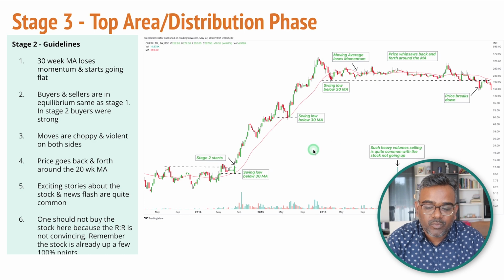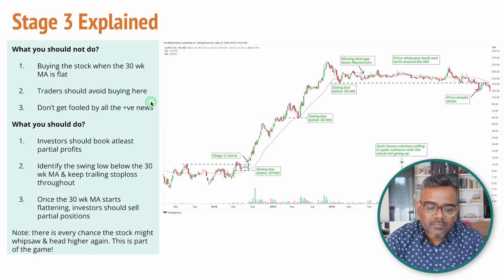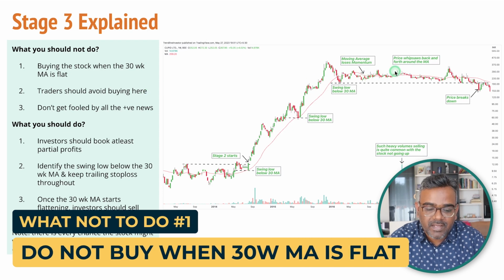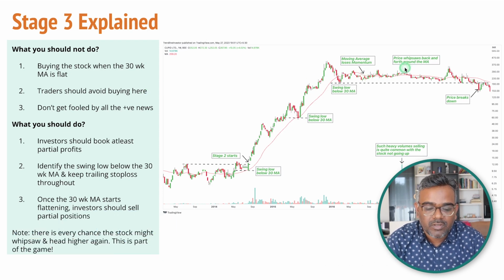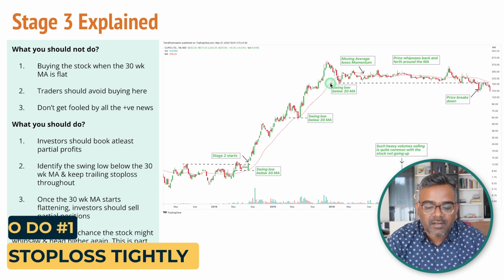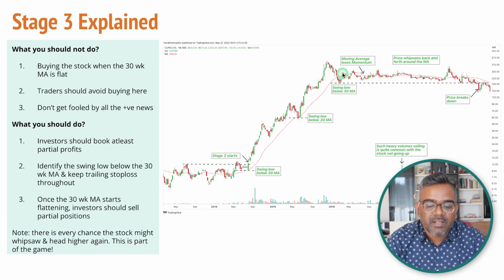So one of the other rules is that you should not be buying the stock when the 30-week moving average is flat, and don't get fooled by all the positive news happening around. What you should be doing, as an investor, is start trailing a stop loss around that low, around the 30-week moving average. So here finally the stock came down and again went up. Once it forms a low below the 30-week moving average and rises again, you need to start marking that point, and that should be a stop loss for you to exit.